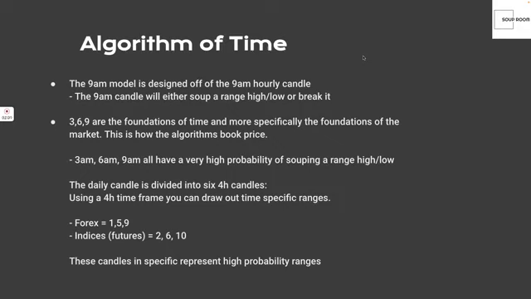For Forex, you want to focus on 1 a.m., 5 a.m., and 9 a.m. For futures indices, you want to focus on 2 a.m., 6 a.m., and 10 a.m. Those specific candles represent high probability ranges. We use 8 a.m. on the 1-hour time frame as our range. If you want to make your own models, go ahead. Backtest, front test them. Don't be stupid.